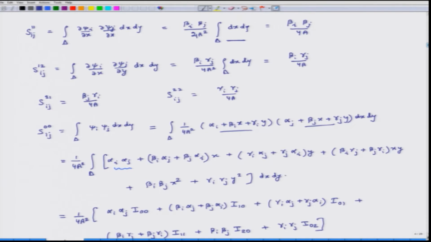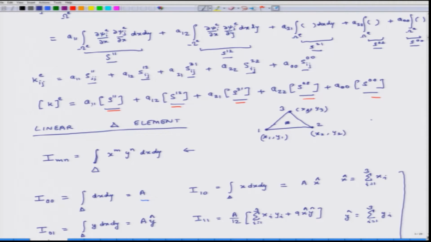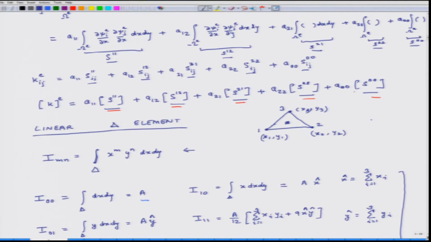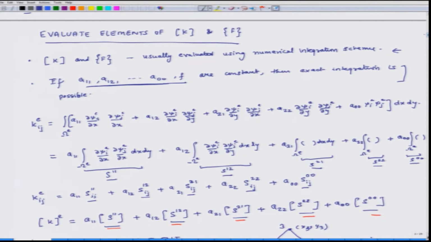Okay. So, now we know how to calculate S_11, S_12, S_21, S_22 and S_00, and once we are able to calculate these, then we can use these to compute all the elements of the K matrix with the assumption that A_11, A_12, A_21, A_22, A_00 are constants. So, that is about the K matrix. The next thing is about the elements of the force vector. So, that is another thing we will see.